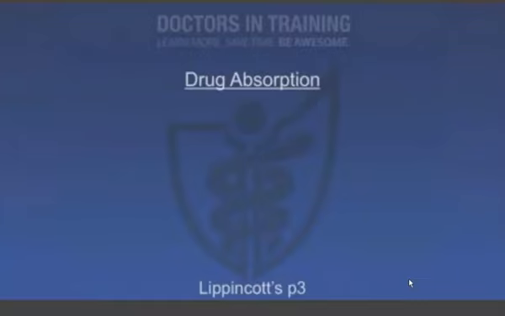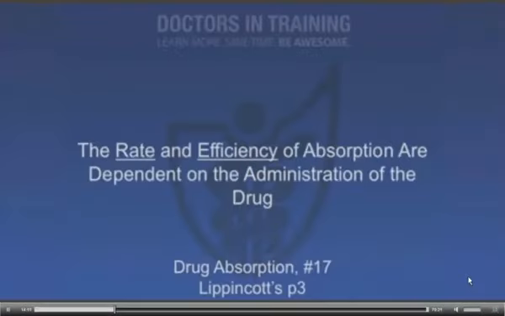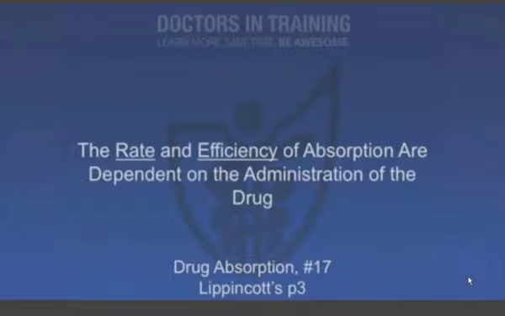So most of the drugs that we're going to talk about throughout pharmacology are given orally. And so we need to talk about absorption. So absorption means transferring the drug from the site of administration into the systemic circulation, getting it from wherever you've given it, usually the GI tract, into the bloodstream. The rate and efficiency of absorption are very dependent on the administration of the drug.